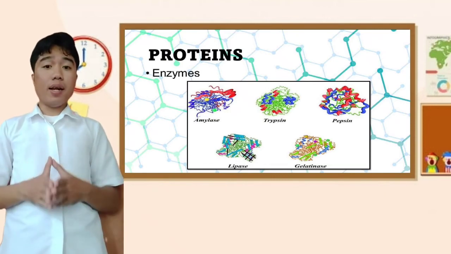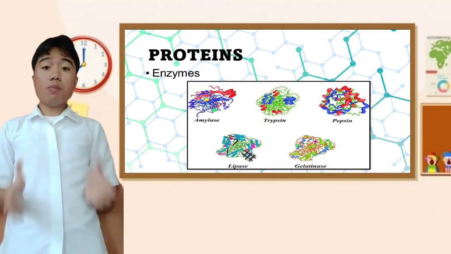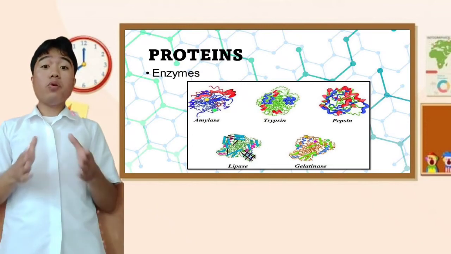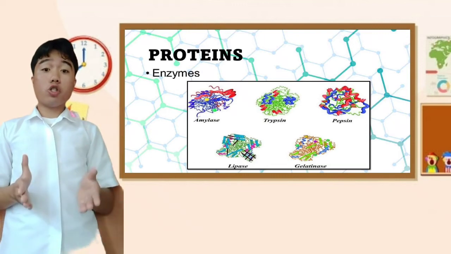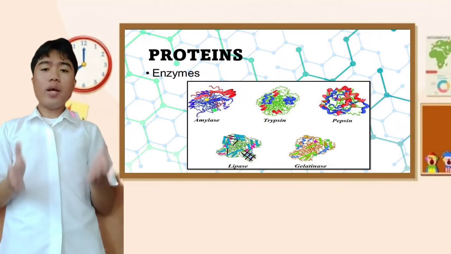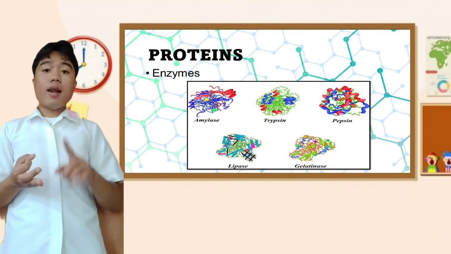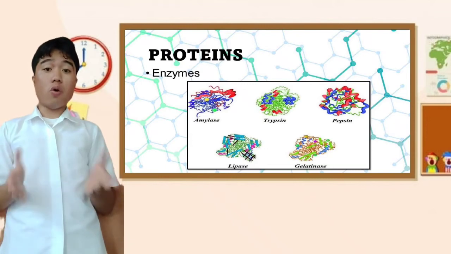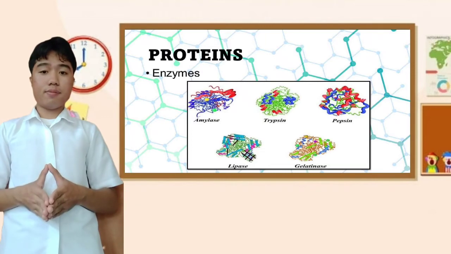Here we have amylase. You know, class, amylase is an enzyme that helps to digest food within our mouth. And this is produced by our saliva. So in the mouth alone, digestion occurs. And here we have some enzymes also, like the trypsin, pepsin, lipase, and gelatinase, which is an enzyme also for further digestion. And these are all proteins.